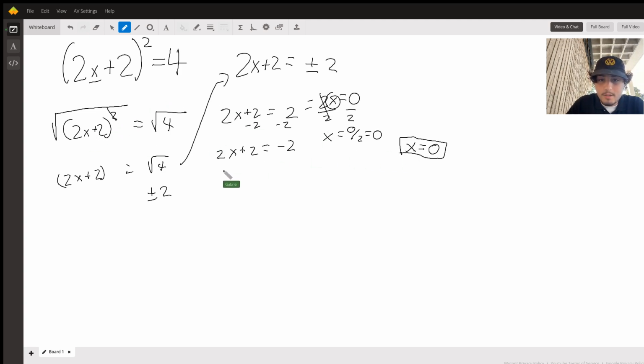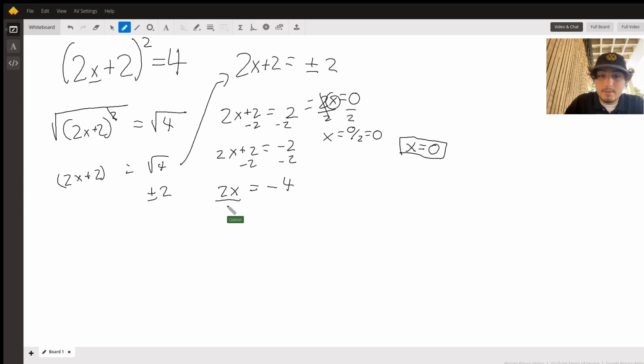Now let's solve this bottom one here. We have 2x + 2 equals negative 2. So let's bring this 2 over to the other side. And to do that, we can just do the exact same thing, subtract both sides by 2. And then we're left with 2x equals negative 2 minus 2, which is negative 4.